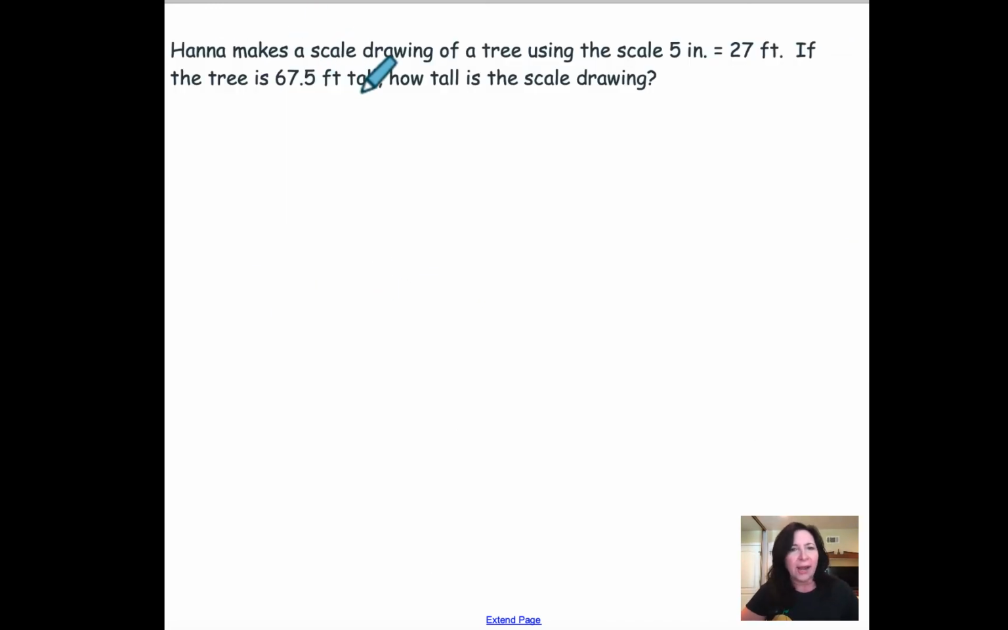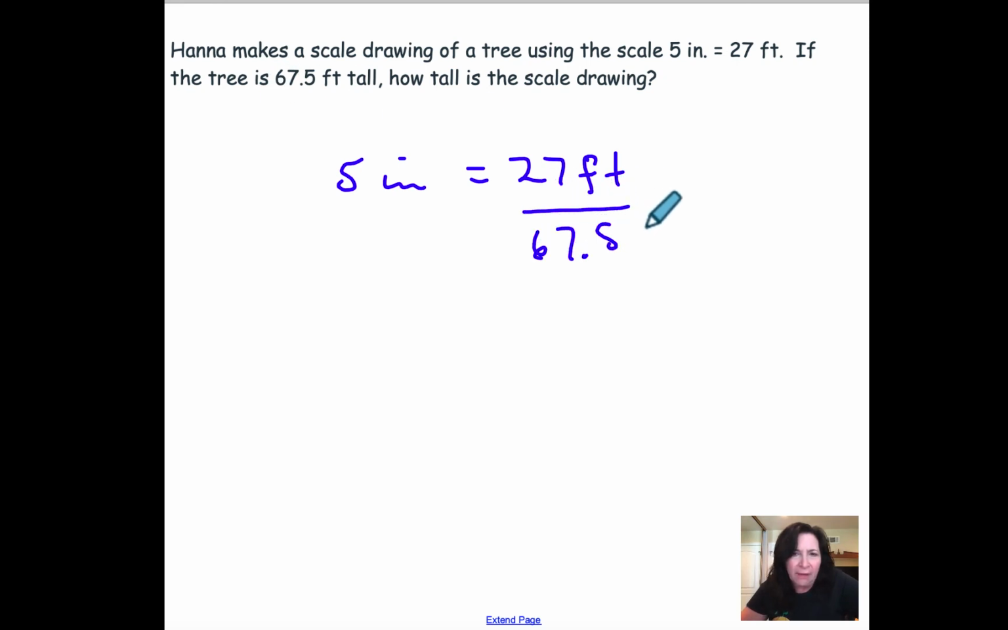For this one here, Hannah makes a scale drawing of a tree using 5 inches is equal to 27 feet. If the tree is, so we've got 5 inches is equal to 27 feet. And so what they're saying is that the tree is 67.5 feet. How tall is the scale drawing? So for this problem here, what I suggest that you do is change all the feet to inches.